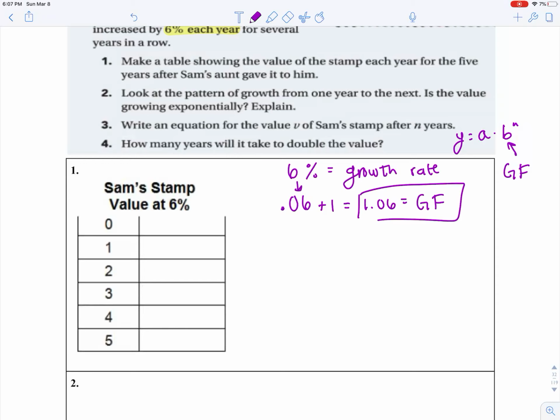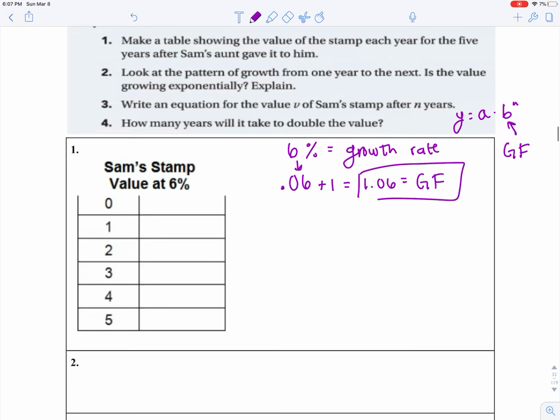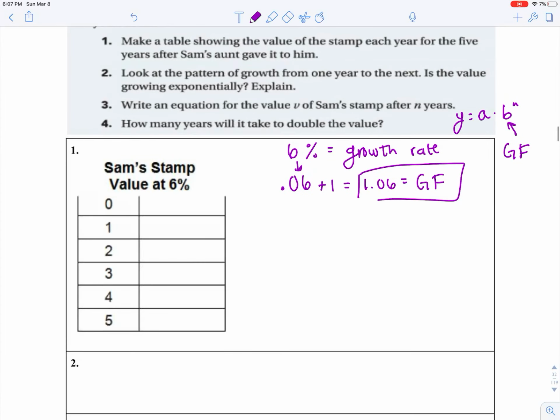Now that you've calculated your growth factor, go ahead, fill in the table, please write an equation, and then answer the rest of the questions, please. All right, so hopefully you guys pause the video. Let's double check our answers here.